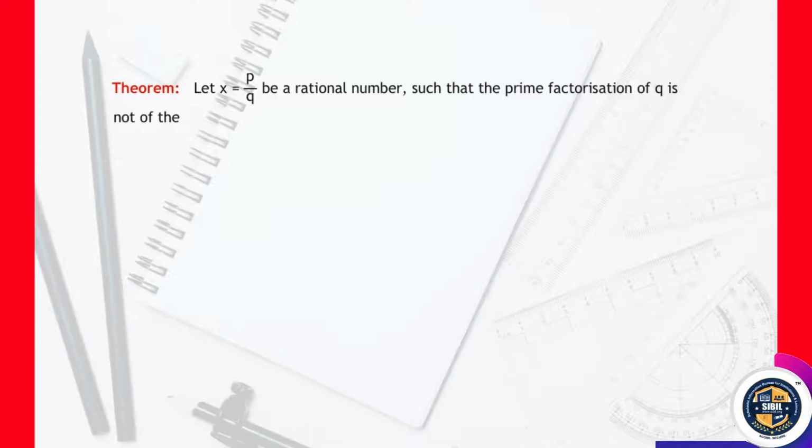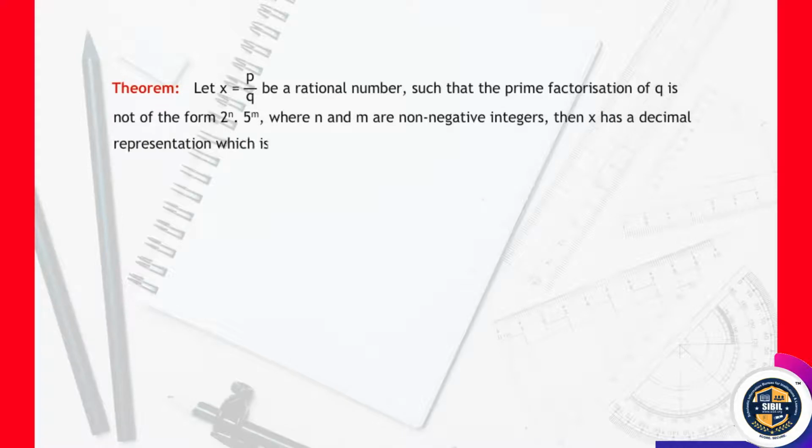Theorem. Let x is equal to p by q be a rational number, such that the prime factorization of q is not of the form 2 raised to the power n into 5 raised to the power m, where n and m are non-negative integers. Then x has a decimal representation which is non-terminating repeating.